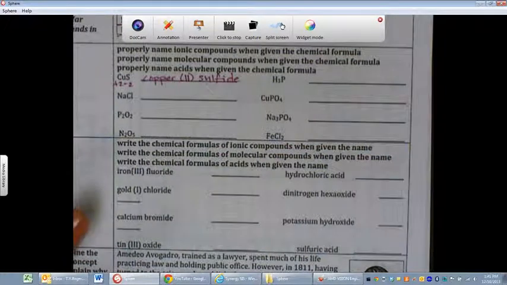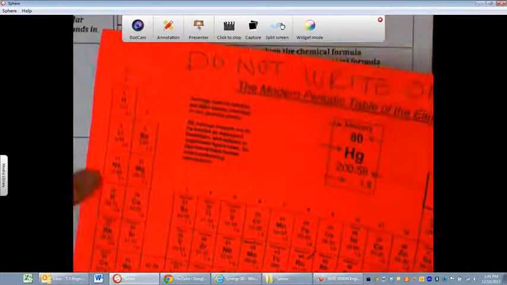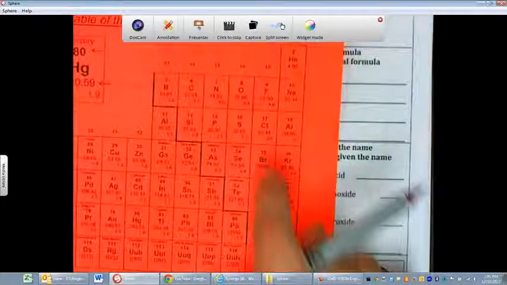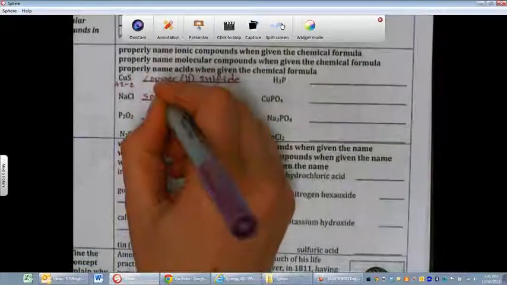The next one. Where is it on the periodic table? Well, sodium's over here on the left, chlorine's on the right. There's nothing special about that, I just name it. This is sodium chloride.